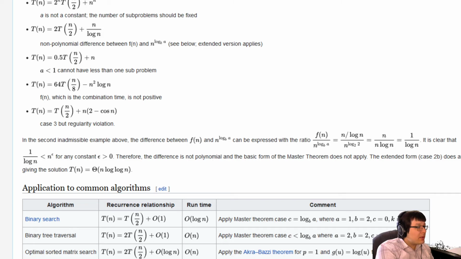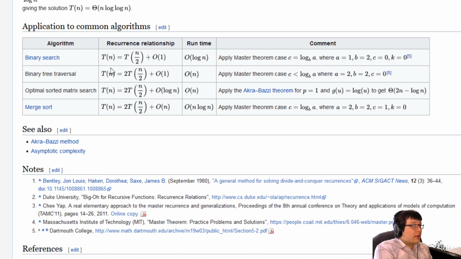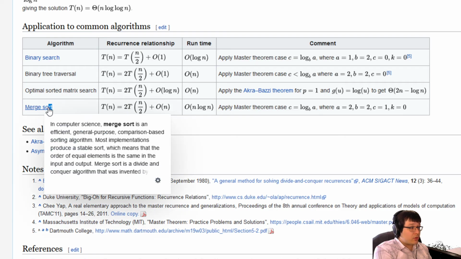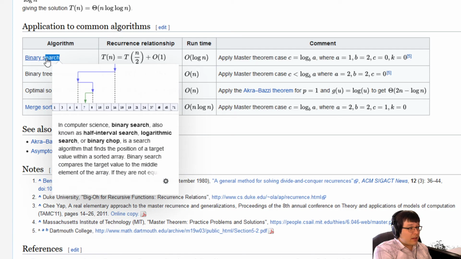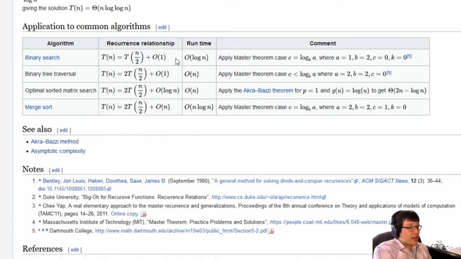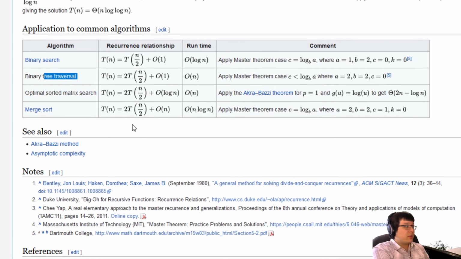Yeah, the rest of them are kind of special and weird, and you have to follow along to understand. This is cool. These are some common algorithms that you might know, or that you will talk about. Like, we will talk about merge sort. But for now, you probably know already binary search. Binary search has the following recurrence relation, and you could actually solve it with Master Theorem. Binary tree traversal we'll talk about later. You can solve it with Master Theorem. You could even solve quicksort, I think, with the Master Theorem.